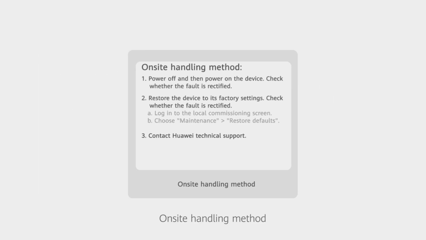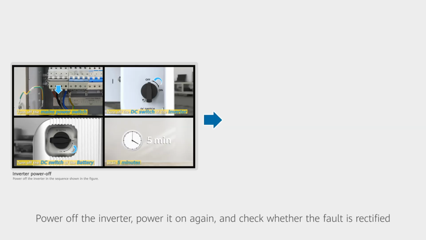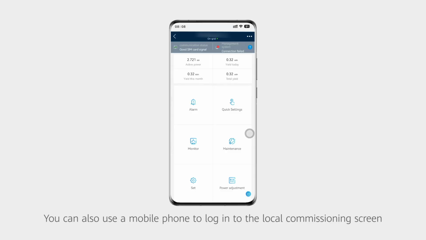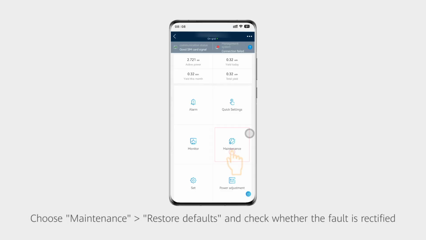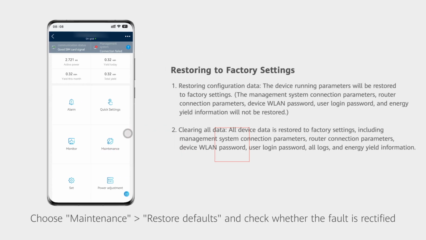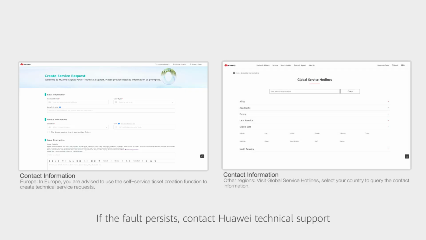On-site handling method. Power off the inverter, power it on again, and check whether the fault is rectified. You can also use a mobile phone to log in to the local commissioning screen. Choose Maintenance > Restore Defaults and check whether the fault is rectified. If the fault persists, contact Huawei technical support.